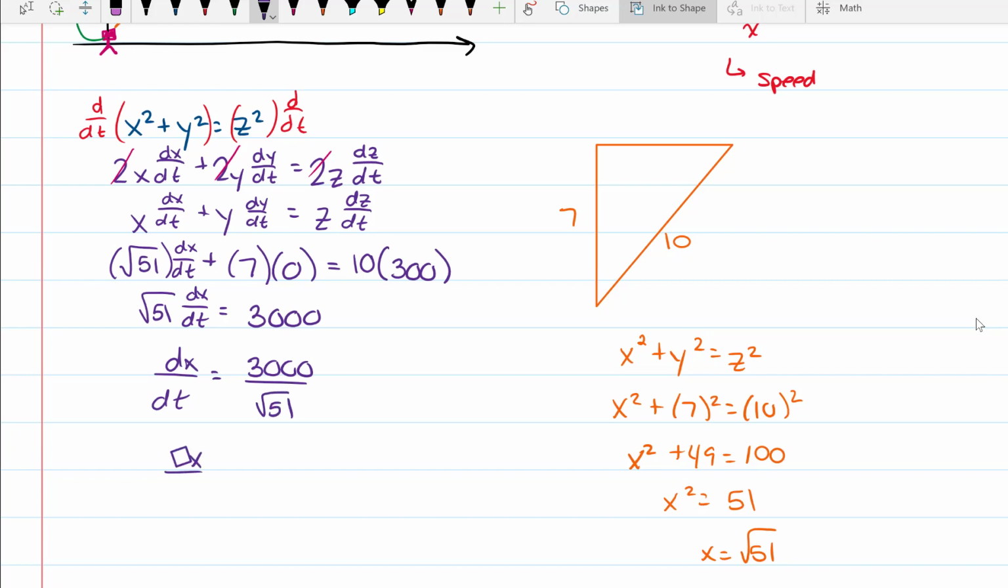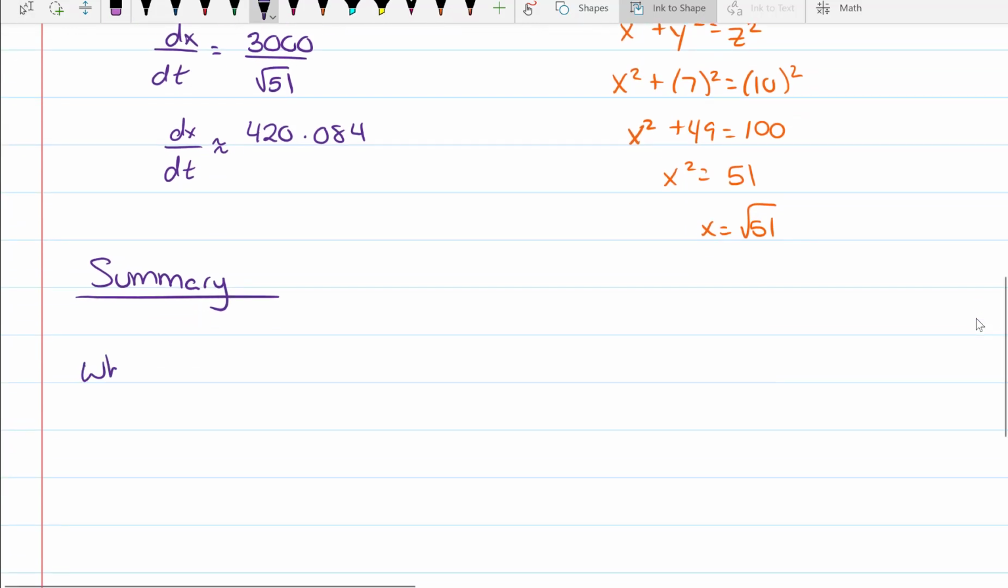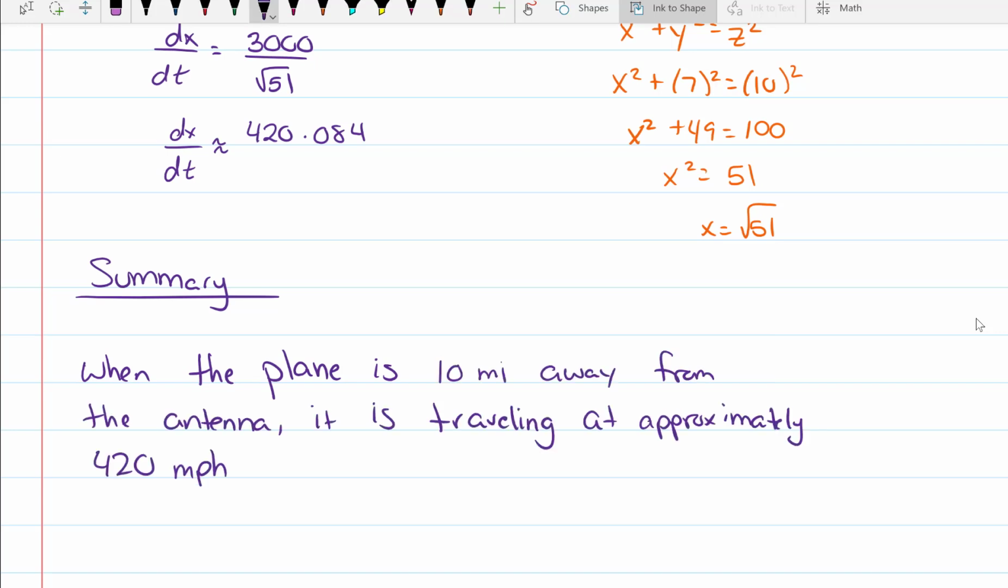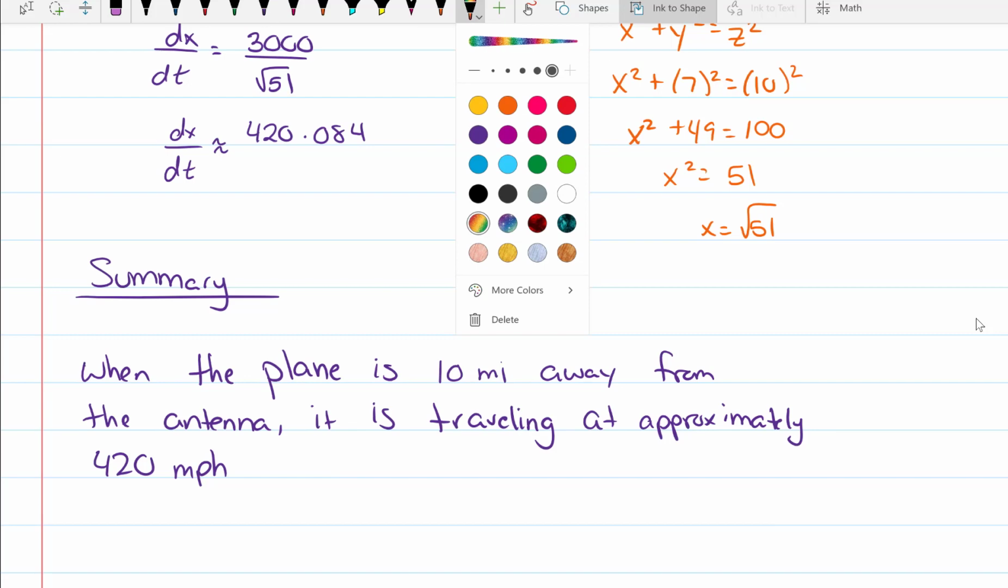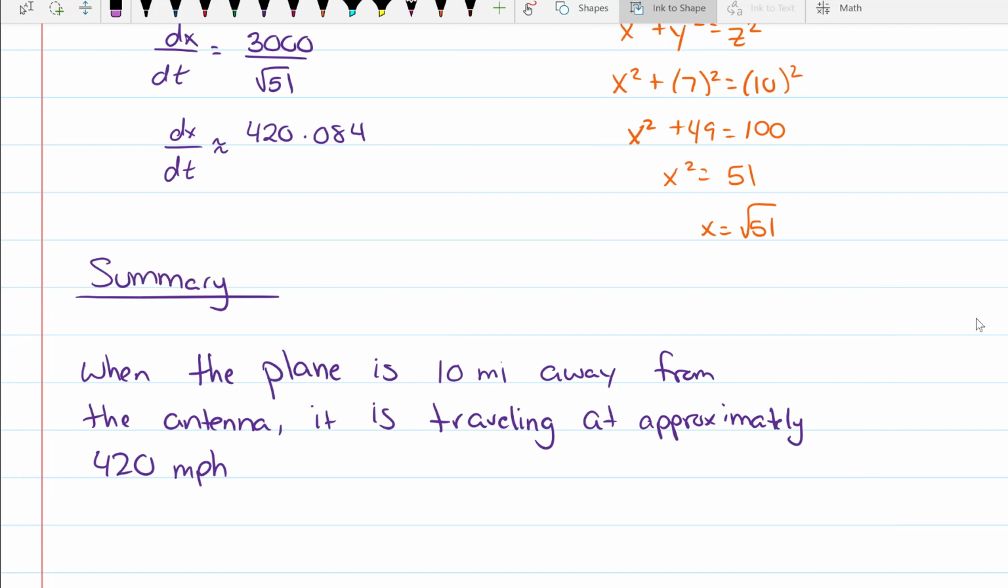And we get that dx dt is approximately 420.084. So now for our summary, this means that when the plane is 10 miles away from the antenna, it is traveling at 420 miles an hour. So when the plane is 10 miles away from the antenna, it's traveling at roughly 420 miles an hour.